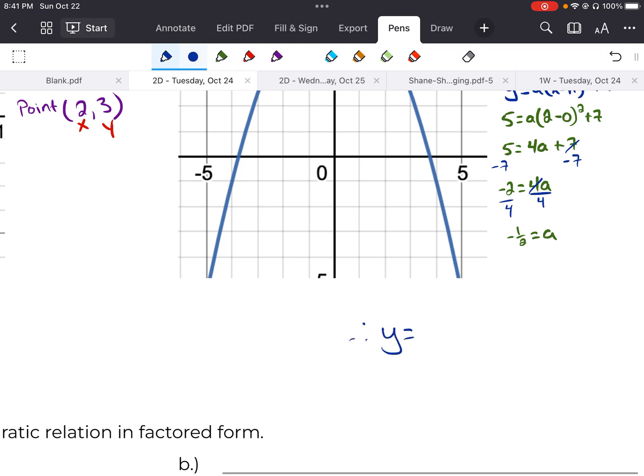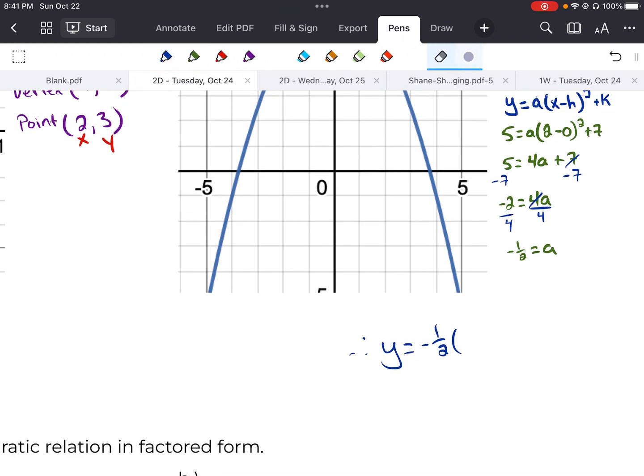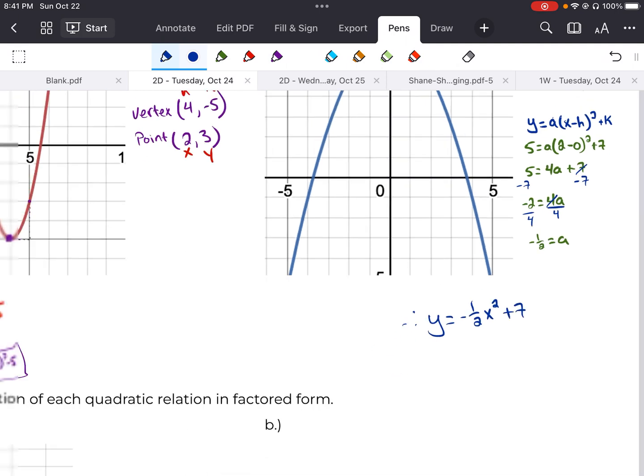Therefore, the equation is y equals negative 1 over 2. Your h value is 0, so you don't even need the bracket there. There is no horizontal shift, so it's just x squared and then plus 7.